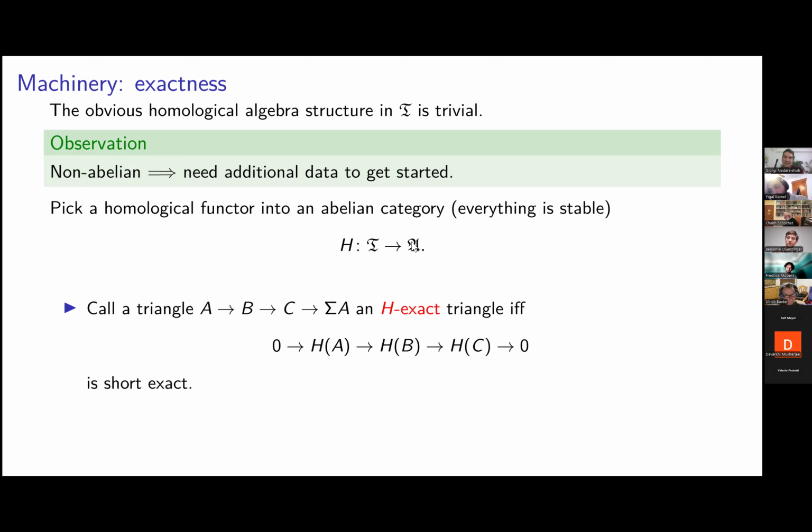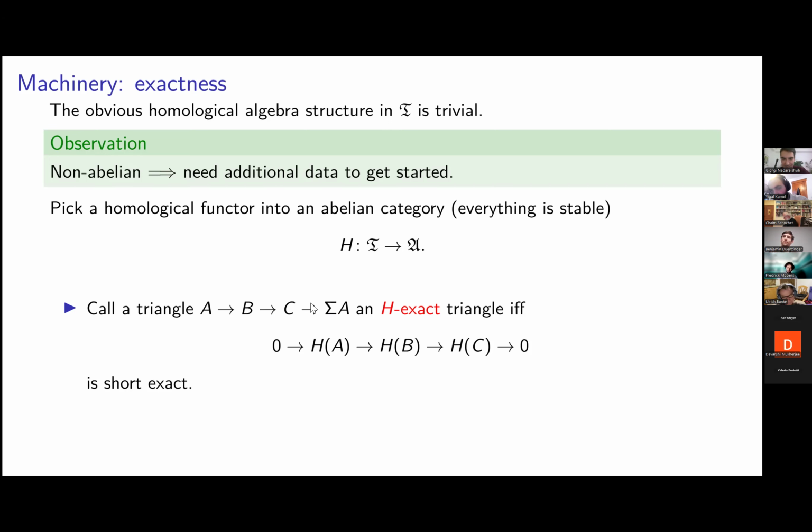Here it's usually a degree shift. Here it's the suspension functor that you already have here. So I pick this functor from T to A, just some functor, and I do not declare all triangles to be exact. Rather, I call a triangle exact if, when I apply H, I get a short exact sequence. So some of my triangles now will become exact somehow.